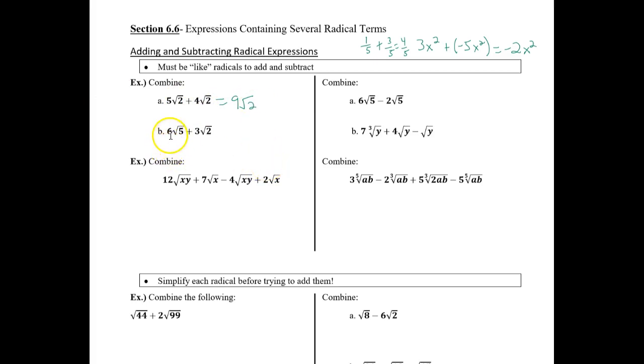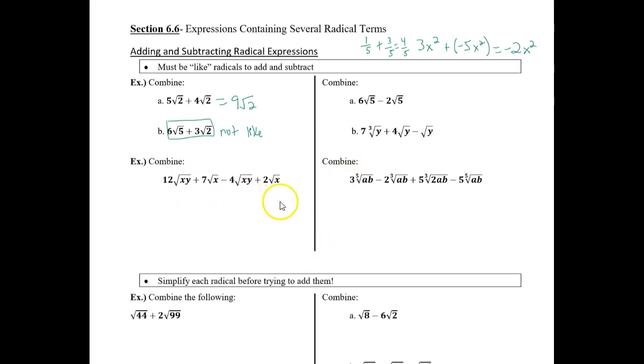If I tried to add 6 square root of 5 plus 3 square root of 2, I can't, because I have square root of 5 and square root of 2. They're not like. They can't be combined. That's as far as you can simplify that.